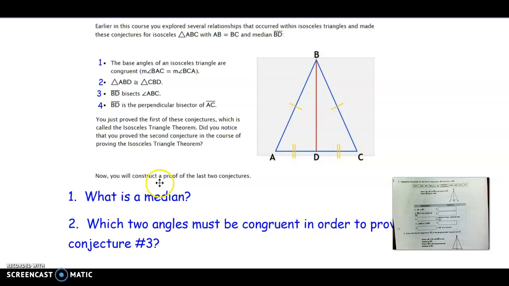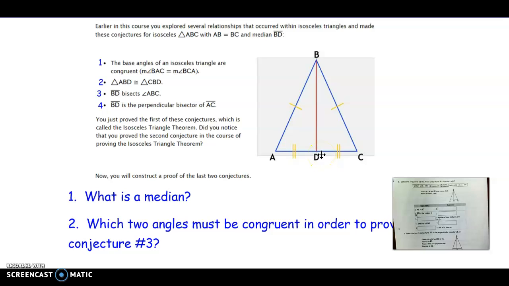So if you remember, what is a median? A median is one of those special segments of triangles that we learned, and this one starts at a vertex, like it starts at point B in this triangle, and goes to the midpoint of the opposite side. So D is a midpoint. So segment BD is a median starting at a vertex going to a midpoint.